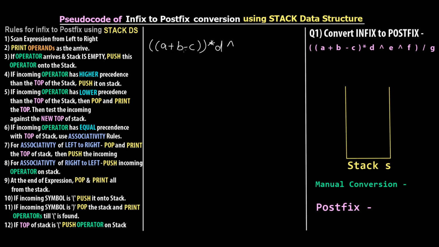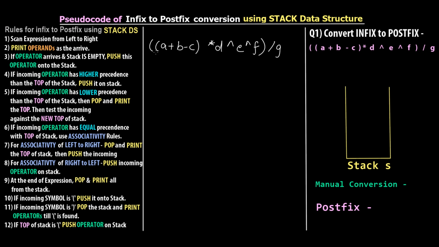So we have a plus b minus c, which is in brackets. And then we have star d raised to e raised to f. So this is a multiple raised to scenario. We'll talk about it in a minute. It is a unique situation. And then we have divide by g. So it's a fairly complex expression, and the reason I've chosen this is because it will cover pretty much all the rules and all the conditions in the pseudocode as well. So you get a taste of every rule and understand the entire pseudocode thoroughly.